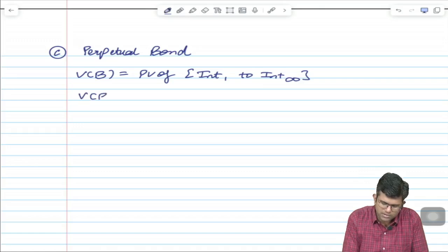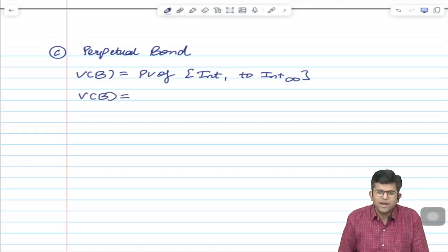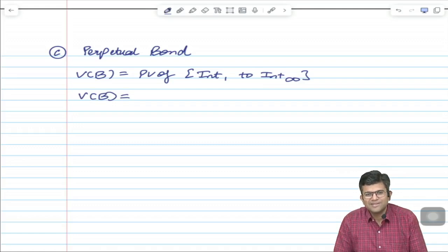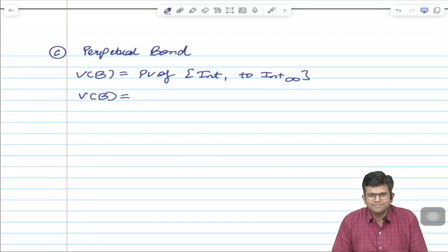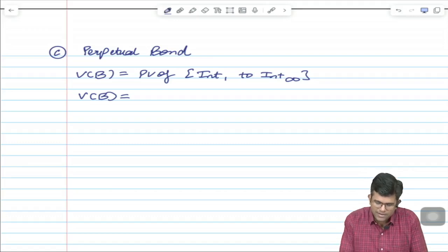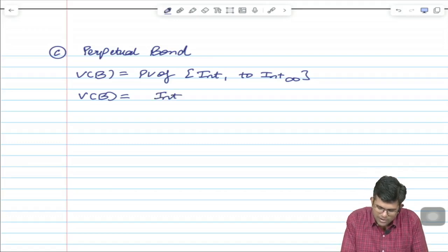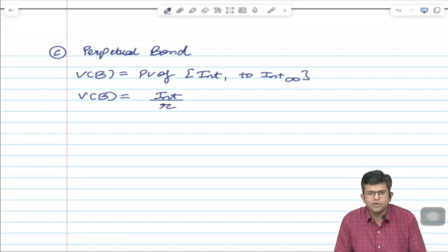So students, how to calculate that? Do you realize that to calculate the present value of something which is eternal, you can't? But there is a way. It's a very complicated formula. I'll show it to you. V(B) is equal to interest upon R.